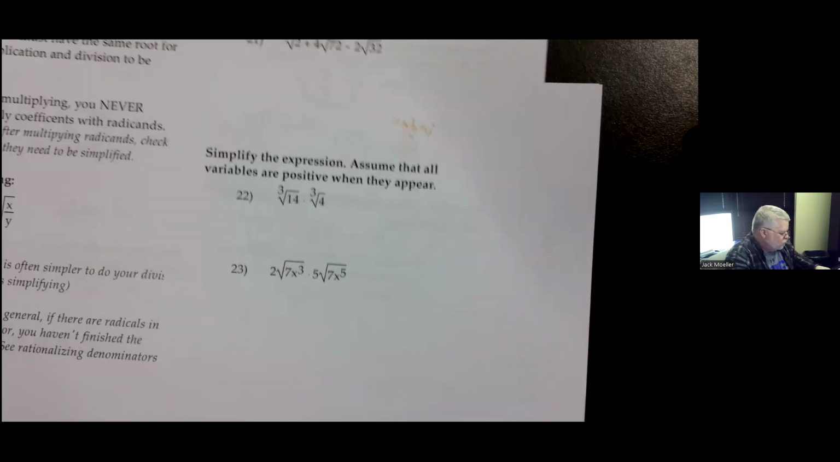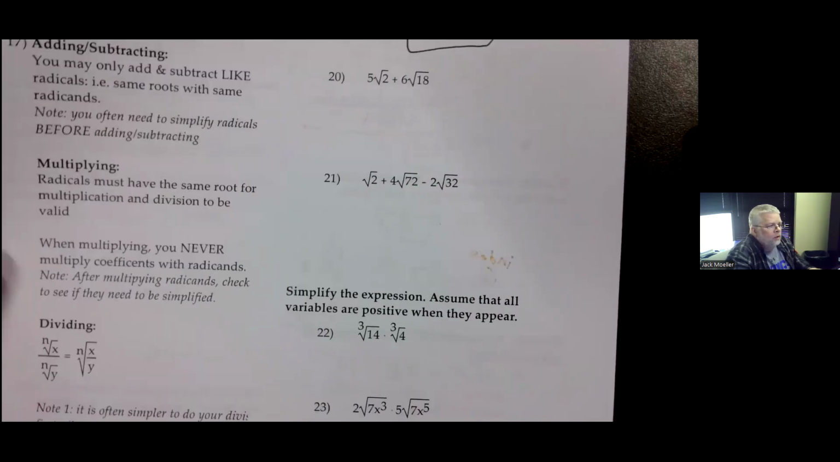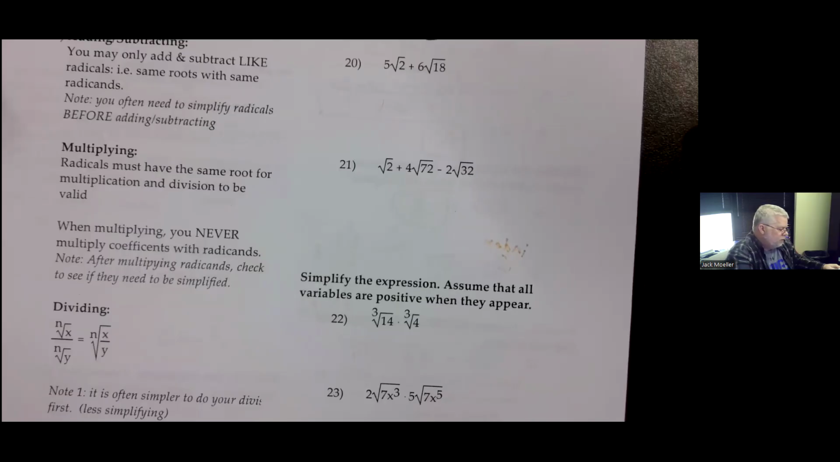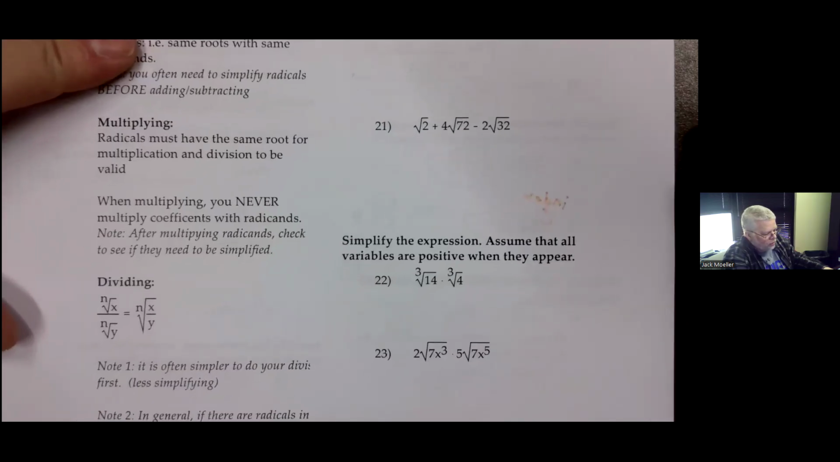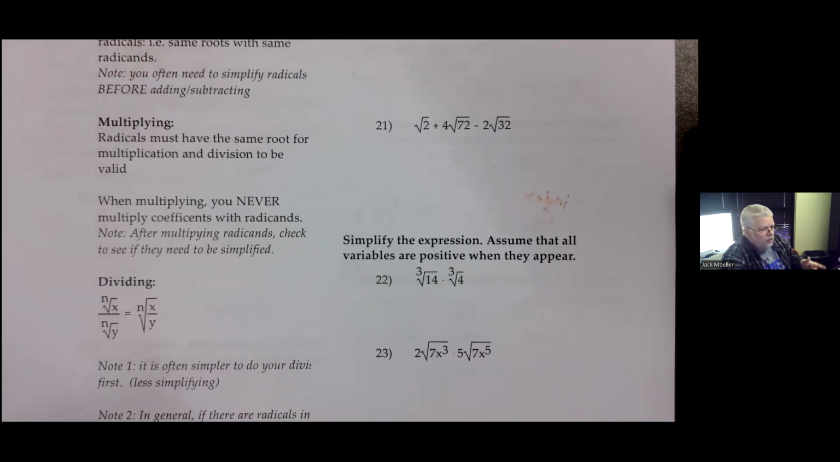That's adding, subtracting. Let's talk about multiplying. Multiplying and dividing pretty much always have different rules than add, subtract. When we're multiplying radicals, one, they have to be the same root. So you multiply cube roots with cube roots, square roots with square roots, and so on. Don't multiply cube roots with square roots. Theoretically, there is a way you can do that, but it is far beyond the scope of what we need for this class, so we're not going to discuss it.